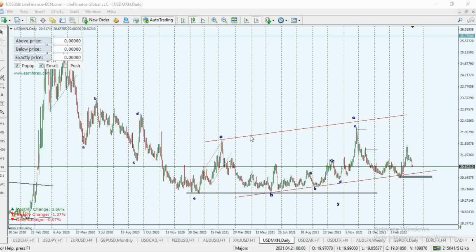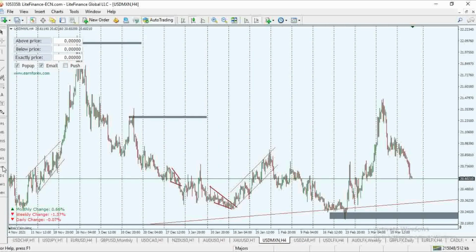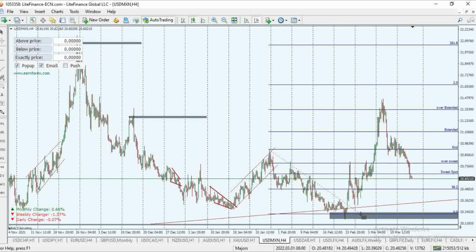Okay, so I'm just going to point out to you first that we have a possible end. So this structure here could have ended here. Why I believe that this ended here, if I just go over to use my Fibonacci tool right here, you would see.